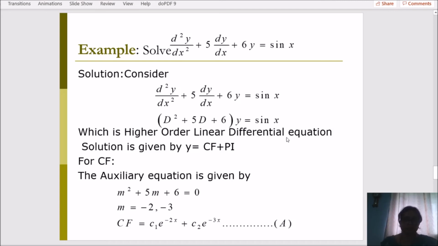We consider another example which is based on case 2. Here the right hand side of this equation is sin x, which is a higher order differential equation, therefore the solution is given by y = CF + PI. For CF we first write down the auxiliary equation by substituting D = m in this equation, and the right hand side is 0. We solve this equation. These are two roots.